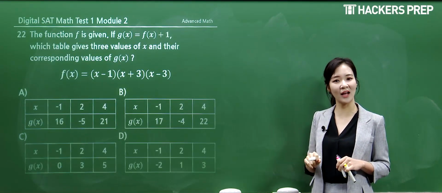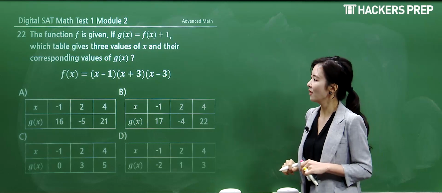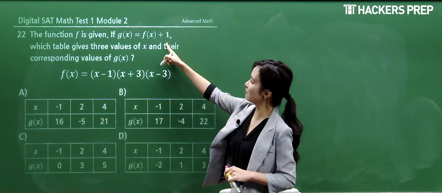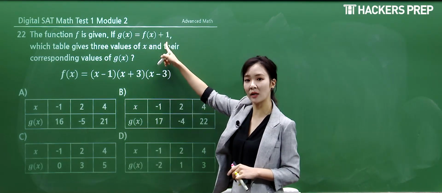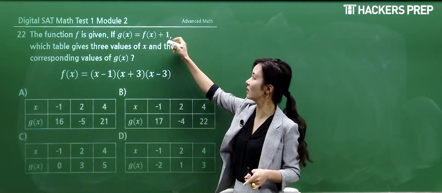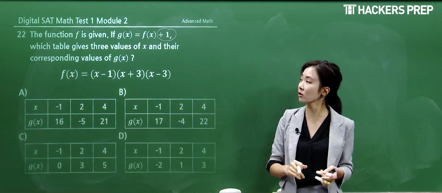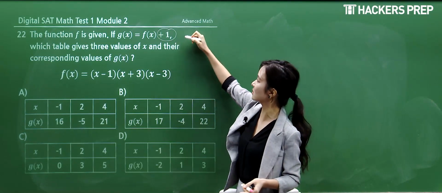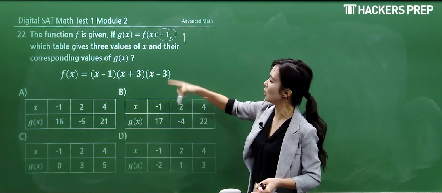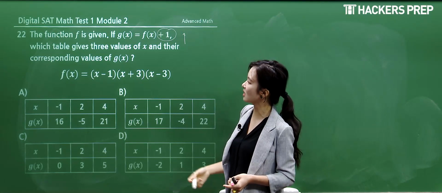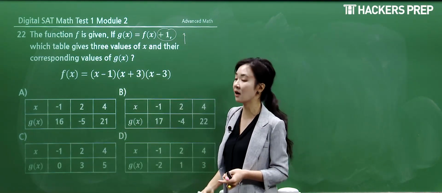Okay, so on to our last question for Module 2. The function f is given, and g of x is equal to f of x plus 1. Remember, in the previous question, we saw that anytime we add this value, it's going to be a y-axis or vertical shift. In this case, it seems like it's a vertical shift up by 1 unit. Which table gives 3 values of x and their corresponding values of g of x?